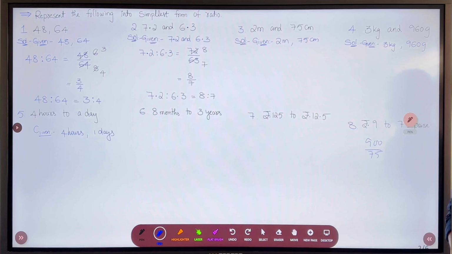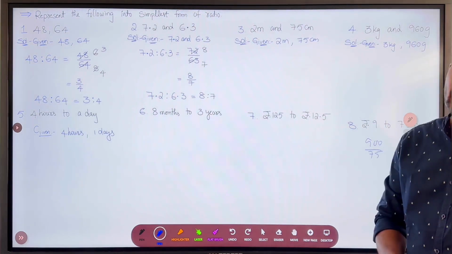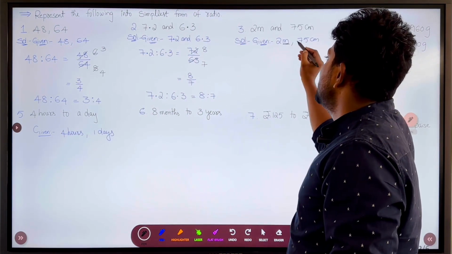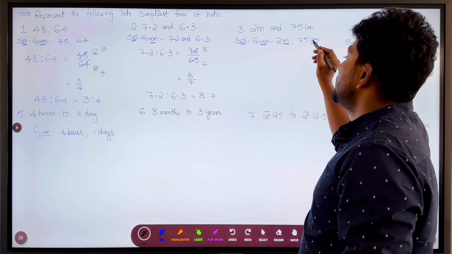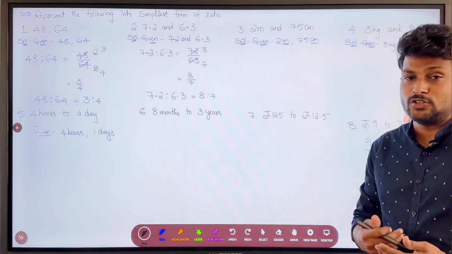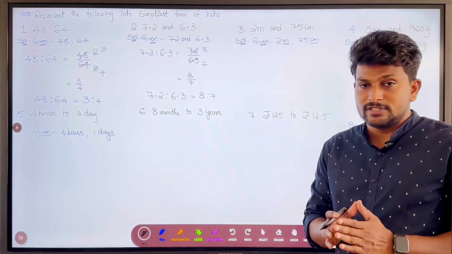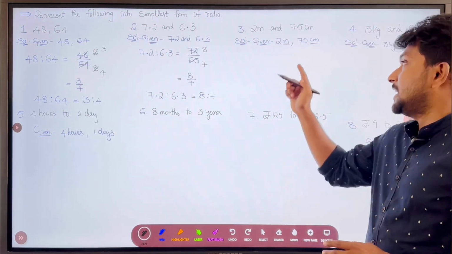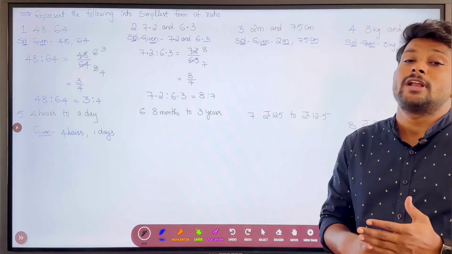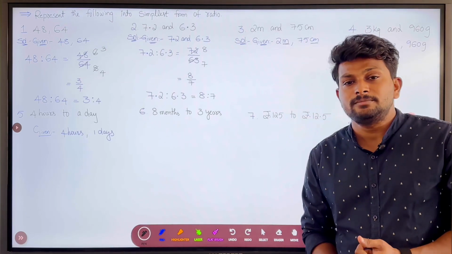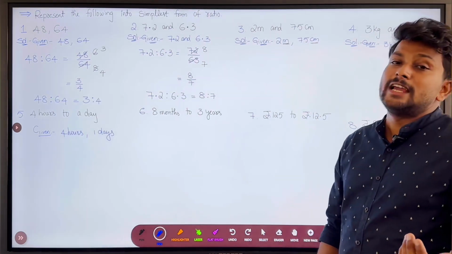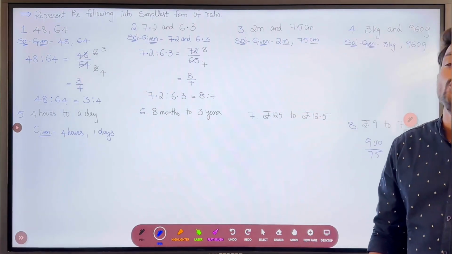Next, now coming to the third question. Now we are having units here: 2 meters and 75 centimeters. Look at the units here. One term is in meters, one term is in centimeters. I already told you, when we are finding a ratio, the two terms must be of the same type and same units. Here the type is the same, both are length, but they are different units. So what will we do? We have to convert into the same units, or uniform units.